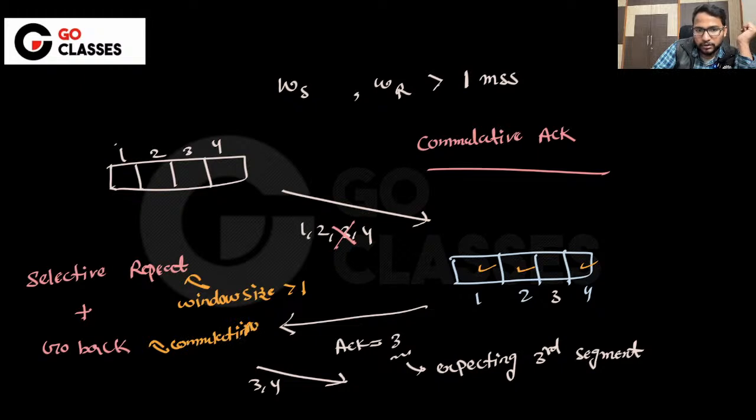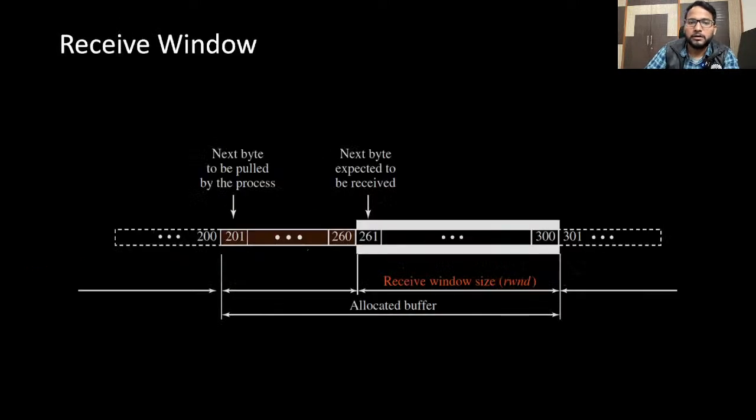So it is a mix of both, right? Cool. Now at the receiving window, you will say that you have received up to 260, and the next byte expected to be received is 261. So this is how the receiving window looks, right?